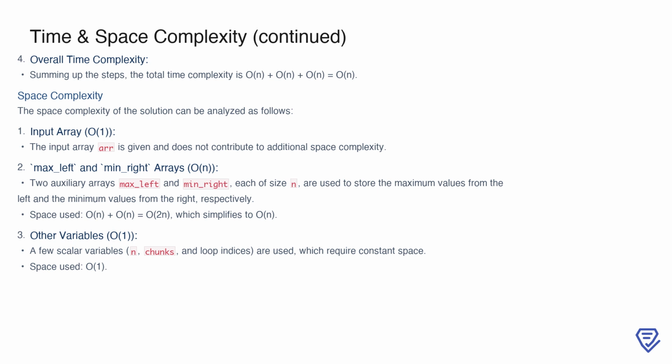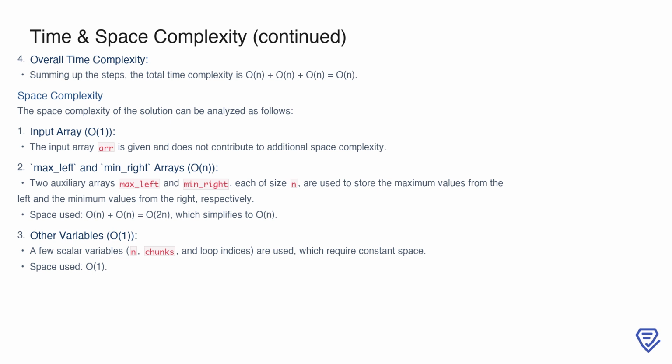Adding up the time complexities of all the steps, we get O(n) plus O(n) plus O(n), which simplifies to O(n). Now, turning to space complexity, the input array itself does not require any additional space since it is given to us, contributing O(1). However, we use two auxiliary arrays, max_left and min_right, each of size n. These arrays store the maximum values from the left and the minimum values from the right, respectively, and their space usage adds up to O(n) plus O(n), which simplifies to O(n).